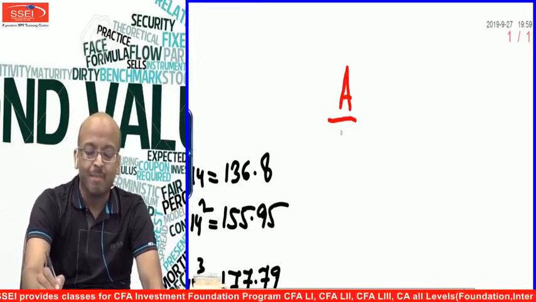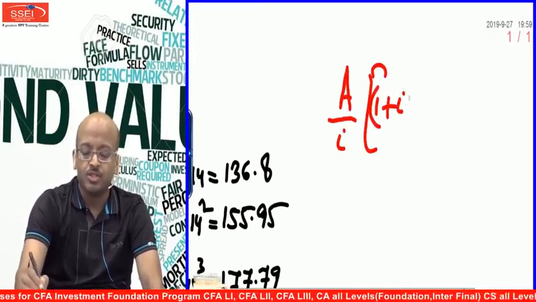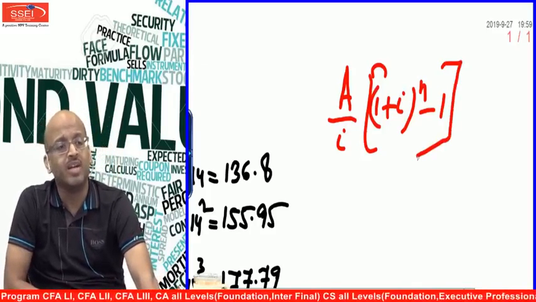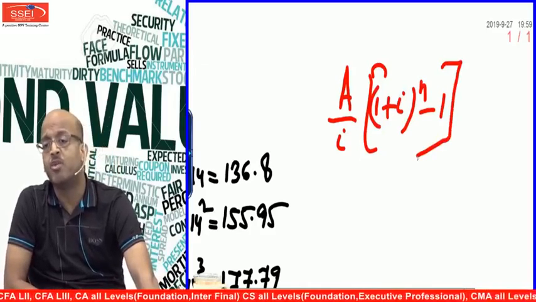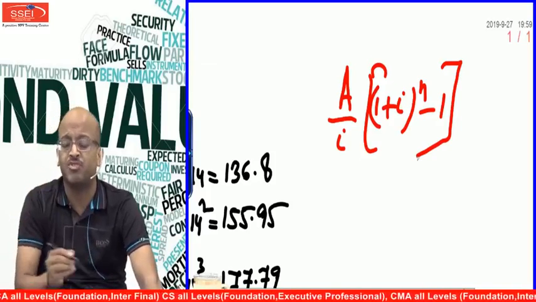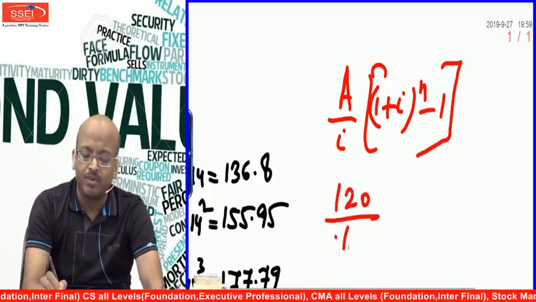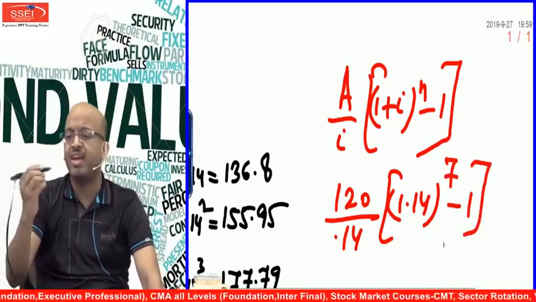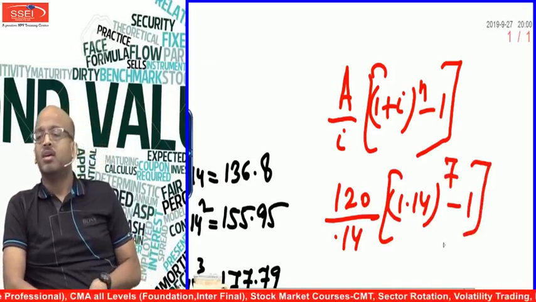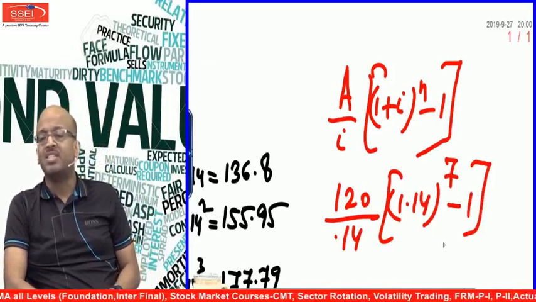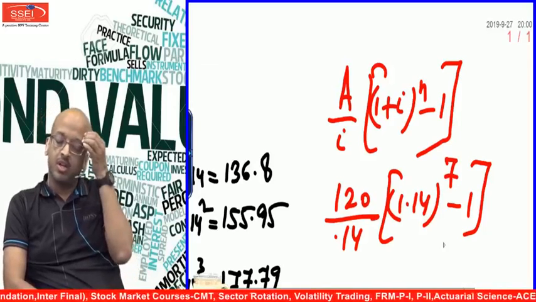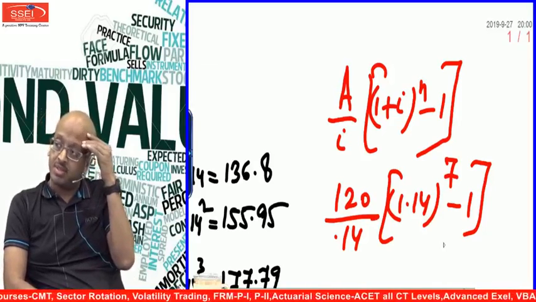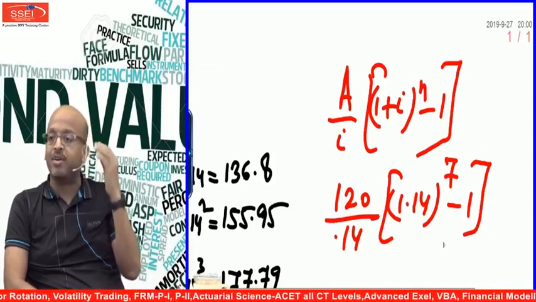Okay, the formula is A by i into (1 plus i) to the power n minus 1. This is the future value of annuity. A is 120, i is 0.14, 1.14 to the power 7 minus 1. You can just try for the purpose of trying. 120 by 0.14, 1.14 to the power 7 minus 1. Please try. On the calculator, you have to do 1.14 to the power 7, then minus 1. Then whatever you get, that into 120 by 0.14.